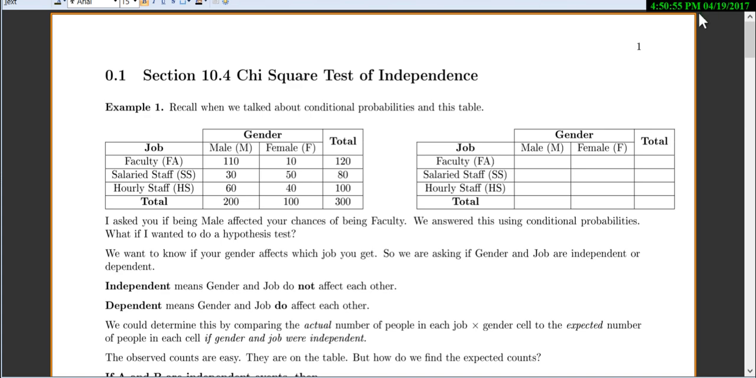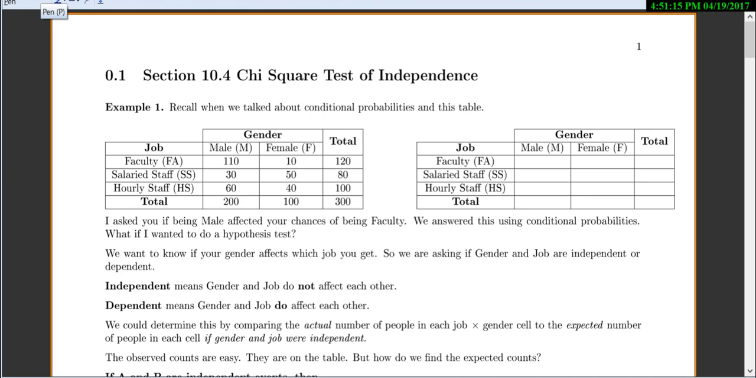In this section, we're going to talk about the Chi-Square test of independence. This is a very useful test that my students often say they have to use in other classes. So pay attention. Let's recall when we talked about conditional probabilities, I have this table where you can see people broken down by their gender and also which job they had at this university.